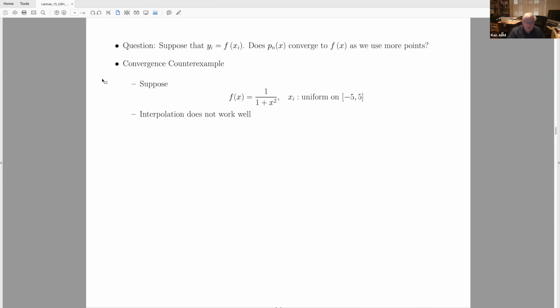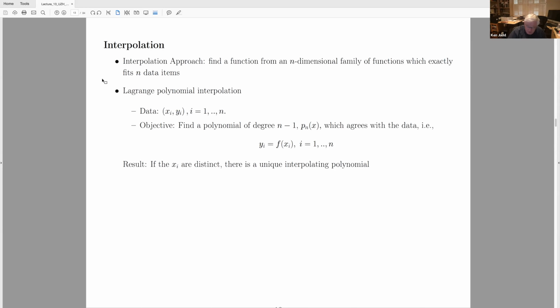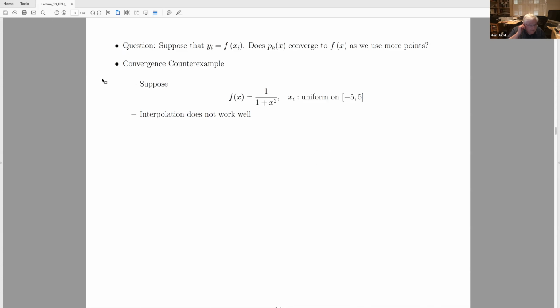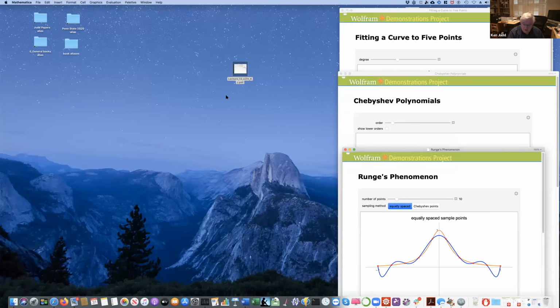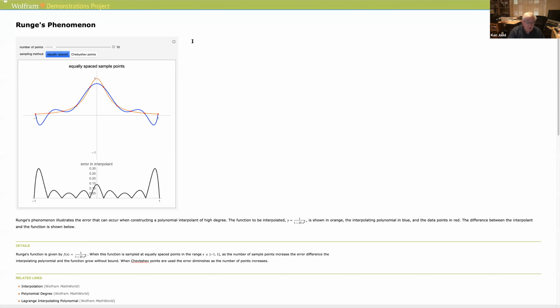Thank you. Okay, so interpolation is one where you take information about f at n points, and then you fit and see if it does a good job. Well, it doesn't always do a good job. And so here I'm going to show you one of those Mathematica notebooks. And this is called Runge's phenomenon.